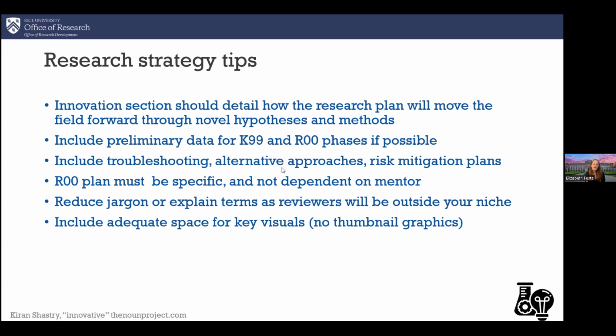I would also include enough white space. I would include really good visuals, none of those thumbnailed graphics that are so tiny that you would need to blow up the page to 200% to be able to get anything out of them. It should be really clear what comes out of them.